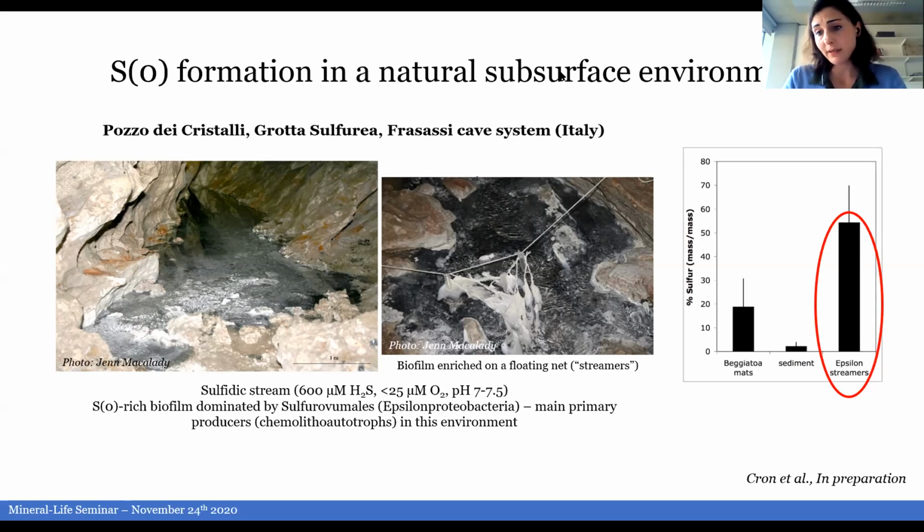And those biofilms are extremely rich in elemental sulfur. So here on the right, we have measured their sulfur mass concentration, and we see that they are up to 60% of sulfur in mass. And this is very rich. We also measured sulfur in mats of another sulfur-oxidizer in this environment, which forms intracellular sulfur. And those mats only contain 20% elemental sulfur, as opposed to those epsilon proteobacteria mats. So they're really loaded with elemental sulfur.